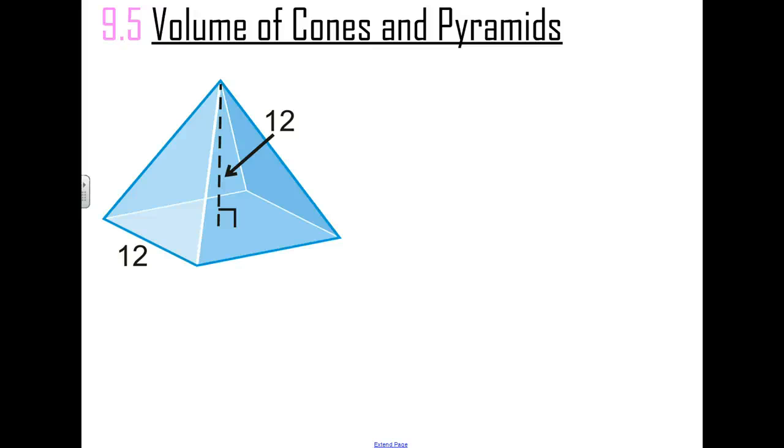Okay. The formula for a cone and a pyramid is much like the formula for a prism. It's the area of the base times the height, but it's a third of that value. So when you have a pyramid and a cone, it's a third of your area for the prism.